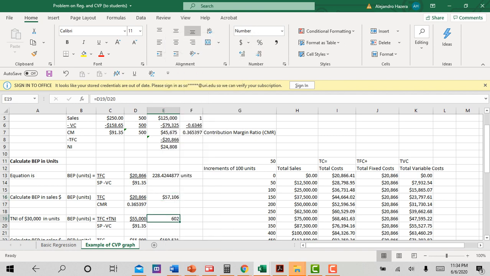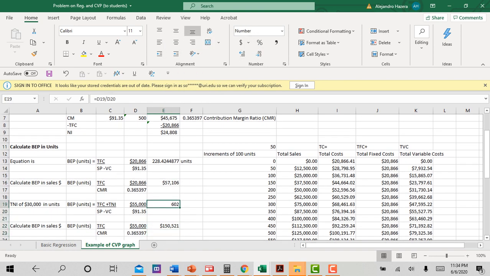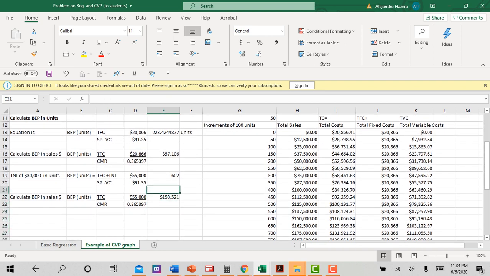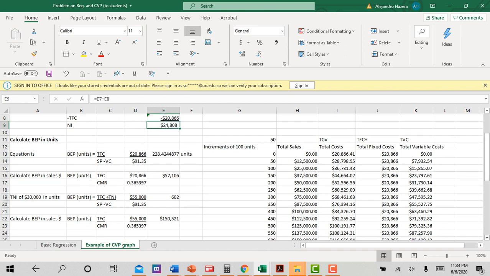Okay, and if you want to target net income, I think I used a target net income of 30,000 or something. It really doesn't matter. I'm more concentrated on the break-even point. It would be 602. That amount right there. Target net income here would be about $32,000, something like that. Okay, because it would be 55,000 less your total fixed cost. But I'm not too worried about it. These are the two numbers that I'm concerned with here.